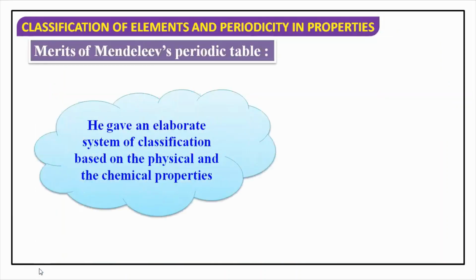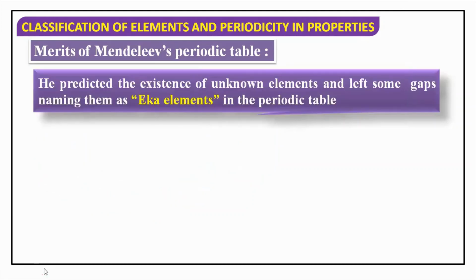So what are the merits of Mendelevian periodic table? He gave some elaborations on the classification of elements based on their physical and chemical properties. उन्होंने जो भी अपना classification दिया, periodicity दिया, that was on physical and chemical properties. And the very important merit is he predicted the existence of unknown elements and left some gap naming them as एका elements. तो उनको जब उन्होंने स्टडी किया उनको पता चला कि अभी बहुत सारे elements जो हैं which are unknown. So he wisely left some gap for them and he named them एका elements.